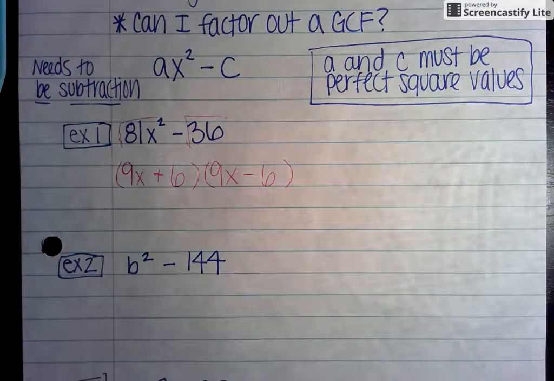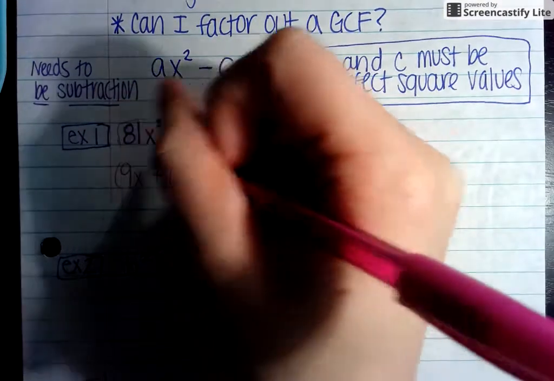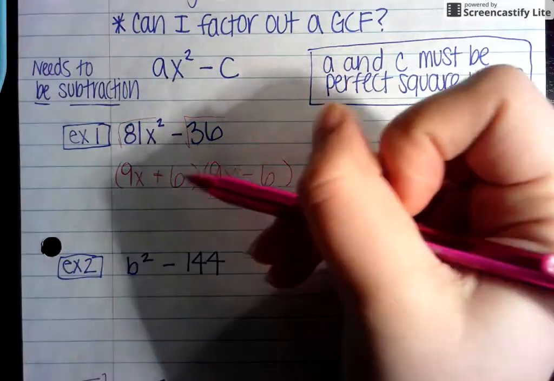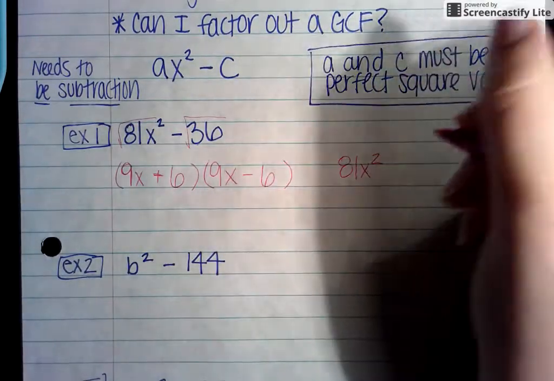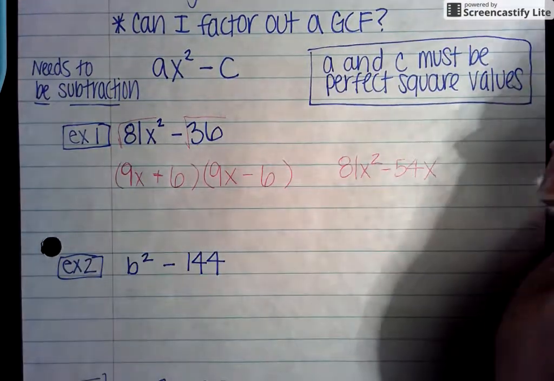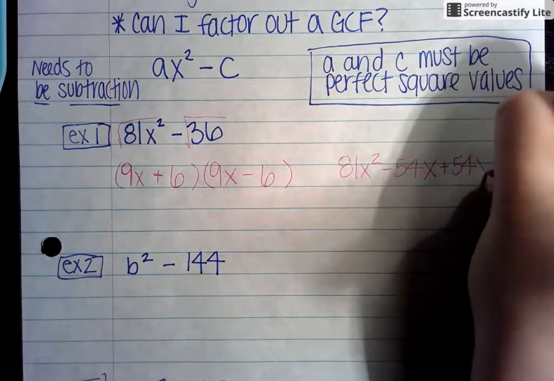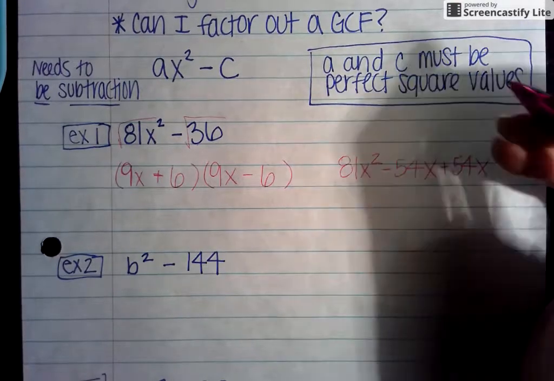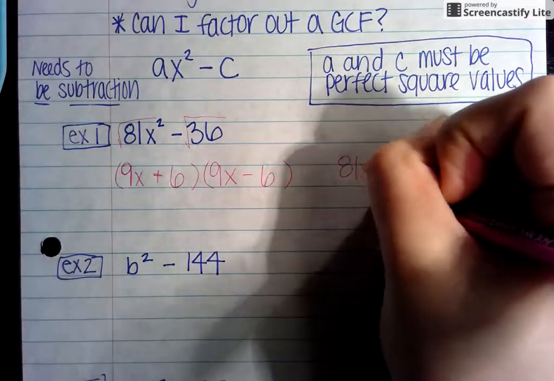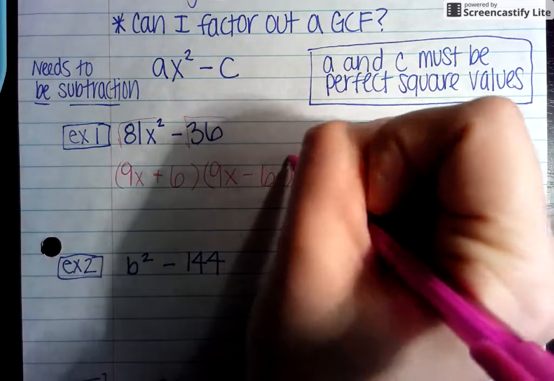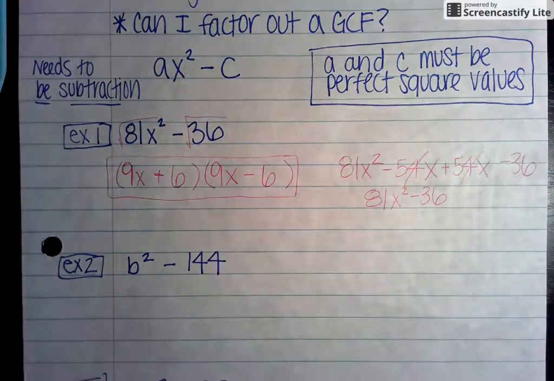So if I were to factor this out, I'm going to show you how you can check your answer to see if you're right. If I FOIL, I do 9x times 9x, which is 81x squared. Then I have 9x, my outside, times negative 6, which is negative 54x. 6 times 9x is positive 54x. And then I have 6 times negative 6, which gives me negative 36. These middle terms would cancel, and so I get my original, 81x squared minus 36. So this would be my final answer, but I was just showing you how you could check it.